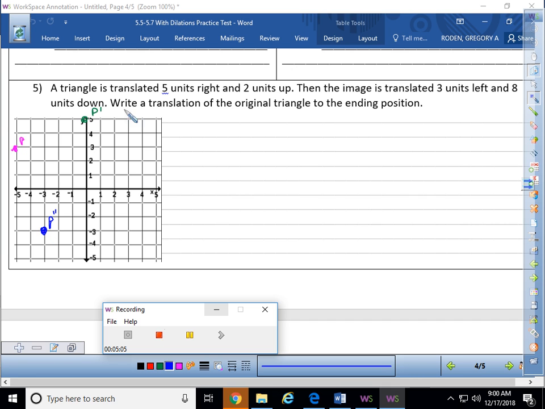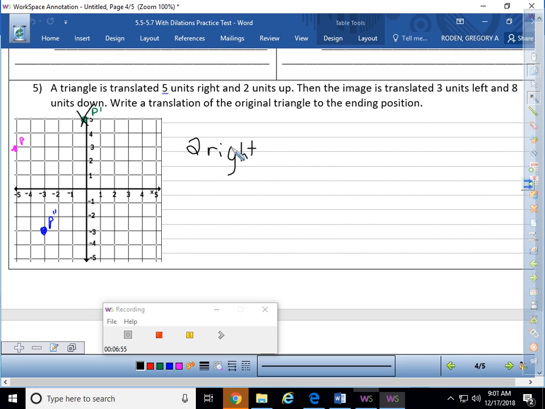Now, it's asking, write a translation of the original triangle to the ending point. So I don't really care about this P prime anymore. Now I just want to know what's the translation that gets me from here to here. I used this point to get to the middle, but now I just want the translation between the preimage and the double prime. Well, that's pretty easy. It looks like we go 2 to the right, so we go 2 right.